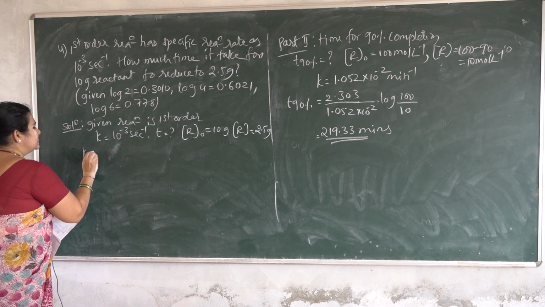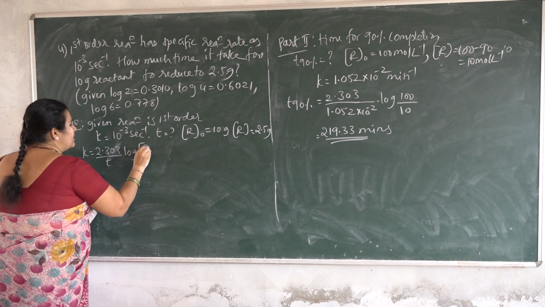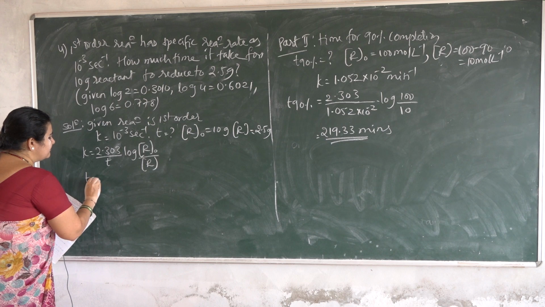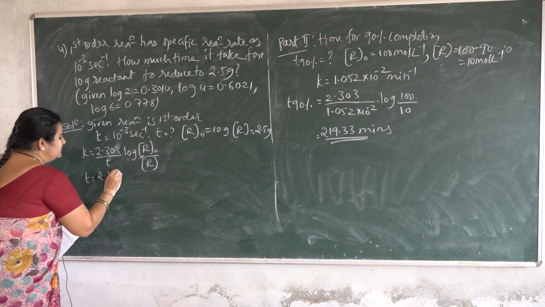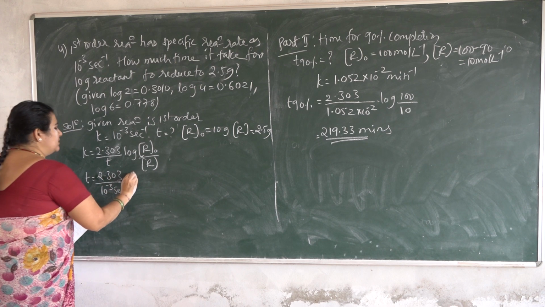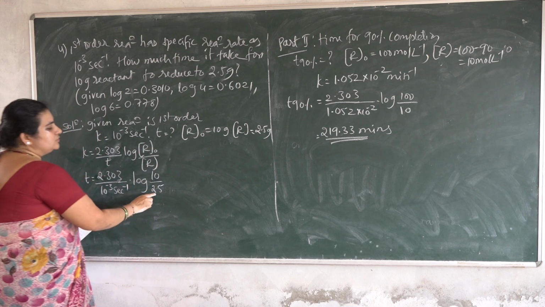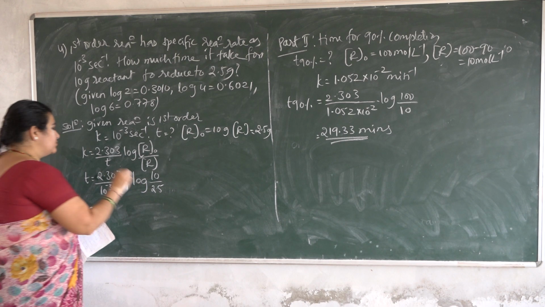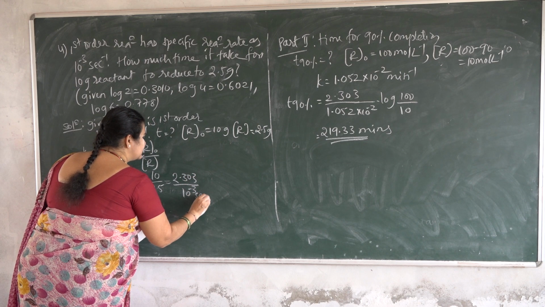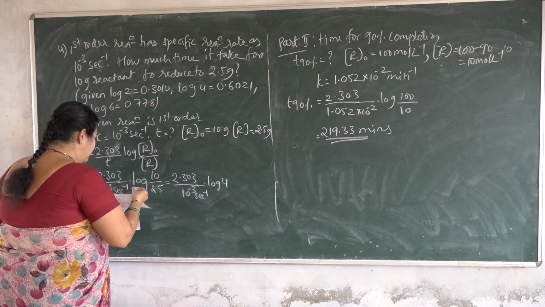Now the formula is K is equal to 2.303 divided by T log of concentration R0 divided by R. Substitute the values. T is equal to 2.303 divided by 10 raised to minus 3 second raised to minus 1 into log of R naught, which is 10, divided by 2.5. 2.5 divided by 10 is 4. So it is 2.303 divided by 10 raised to minus 3 second raised to minus 1 into log 4. The value of log 4 is given to you in the problem.